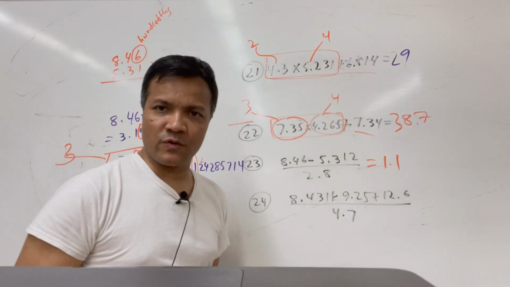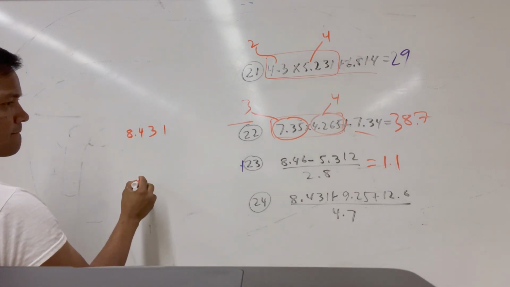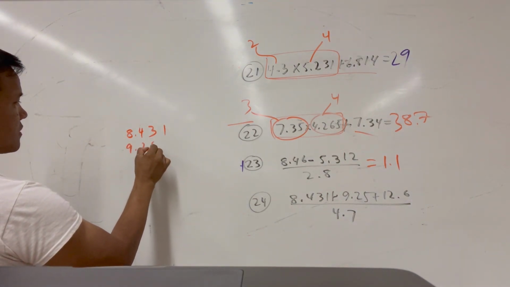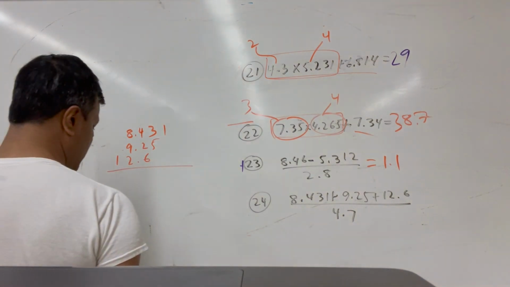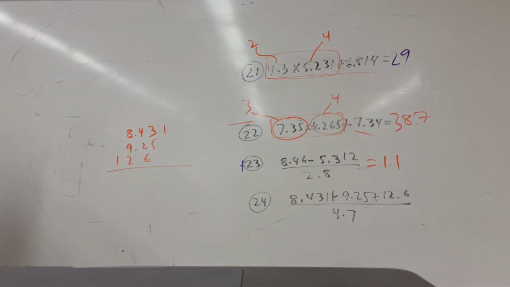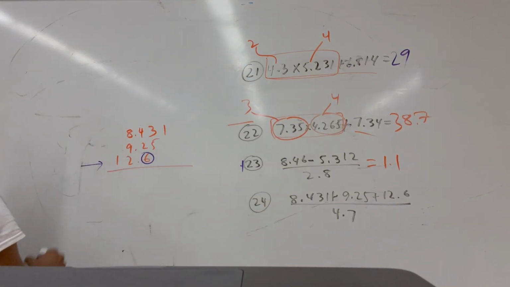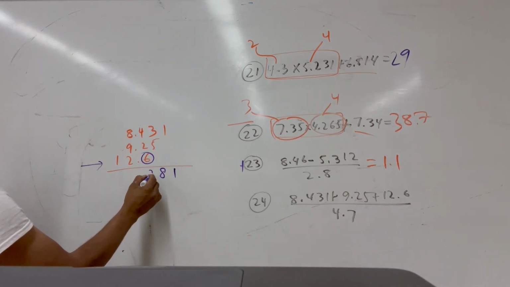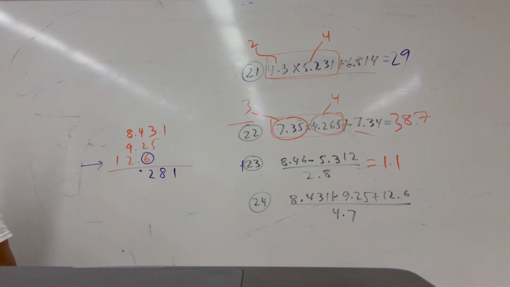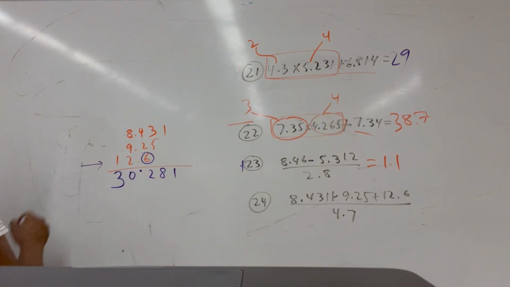All right, so now we're going to do the final one. 3, 1, 9.25, and then 12.6. All right, which one is least precise? This one is least precise. This is the last digit. So 1, 8. Okay, so this is what we got.